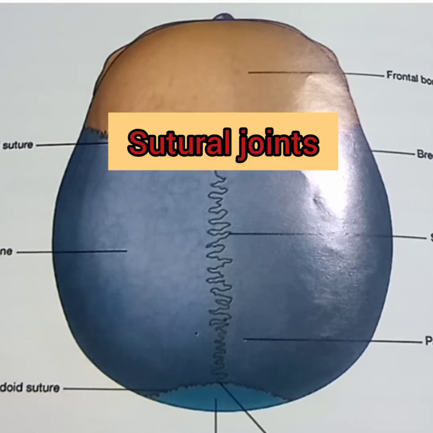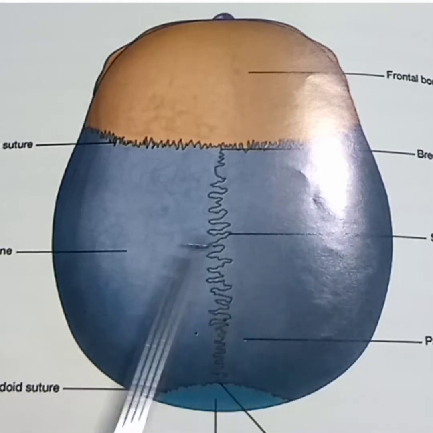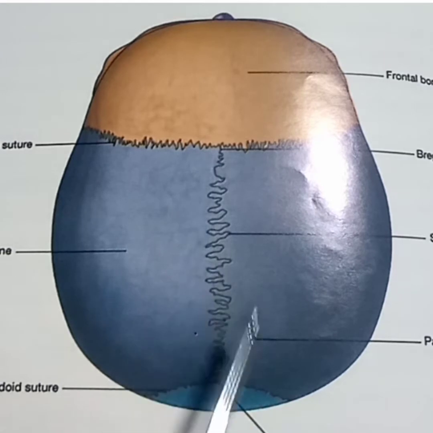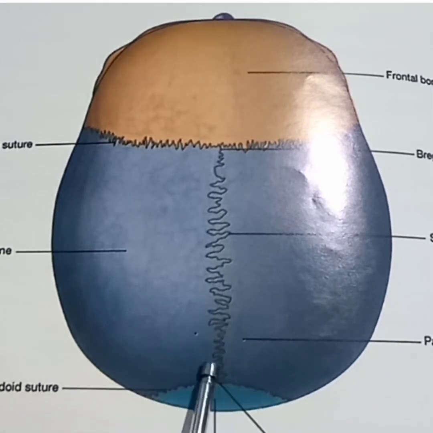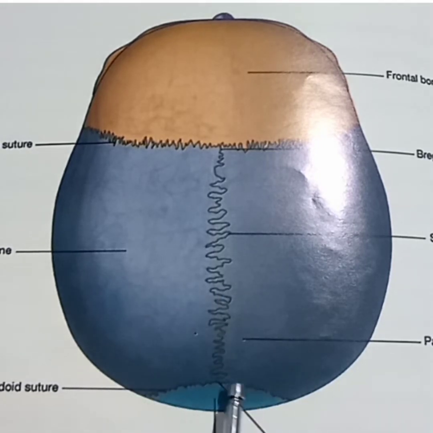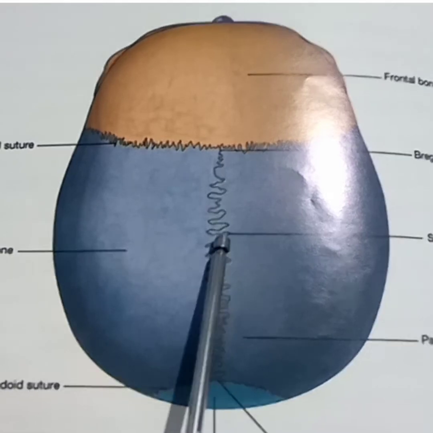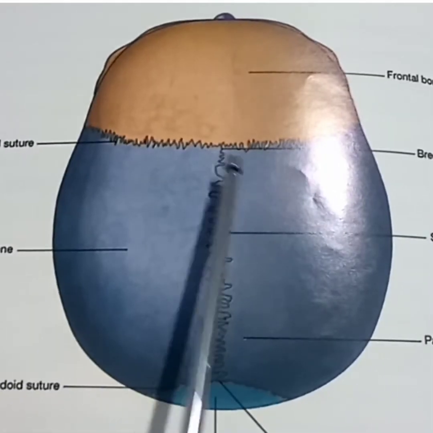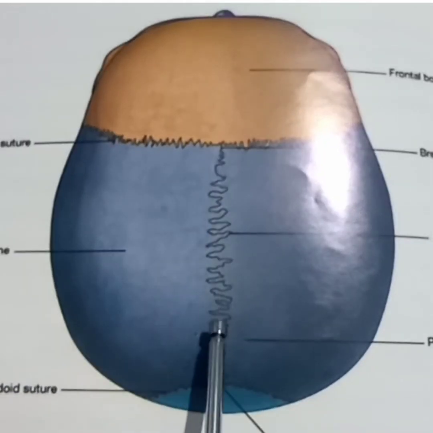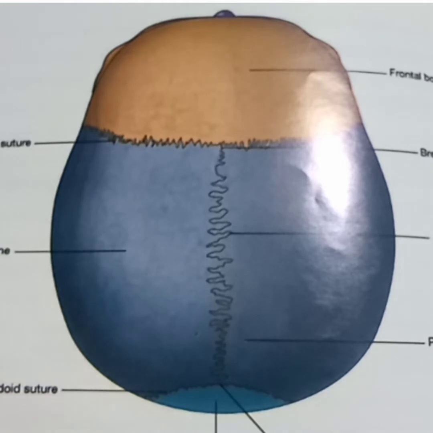sutural joints? When you look to the 2 parietal bones, for example, you can notice that each one sends projections like the teeth of a comb towards the other, which results in a zigzag-like structure, which looks like a suture. So this type, the fibrous joint in the skull, will be named sutural joints.